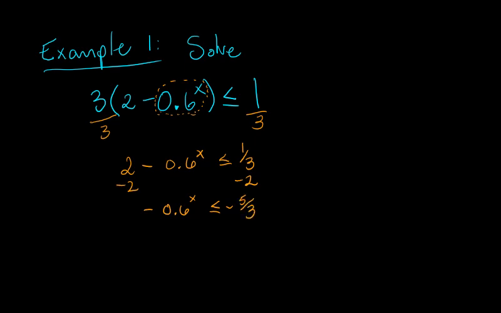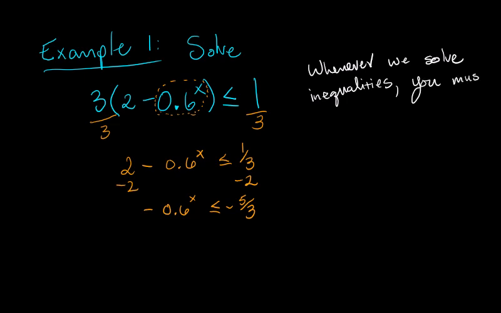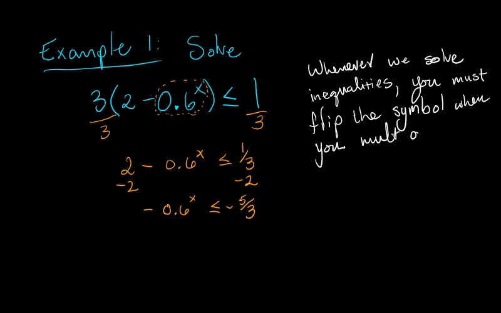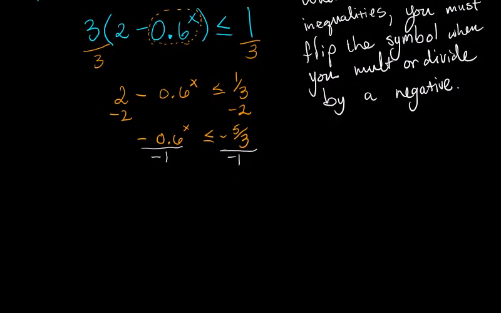Now there comes up a point that we need to remember whenever solving an inequality: you must flip the symbol when you multiply or divide by a negative. If you look at the problem where we're at right now, we have a negative sign, but it's not being raised to the exponent. So this is actually a negative 1 in front. We need to divide by negative 1, and as we divide by negative 1, obviously we need to flip the inequality symbol.